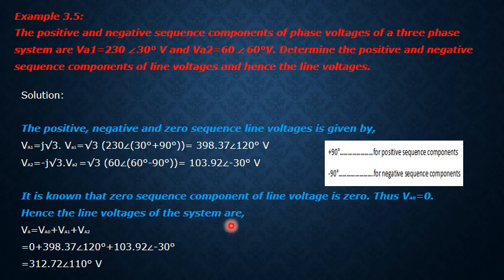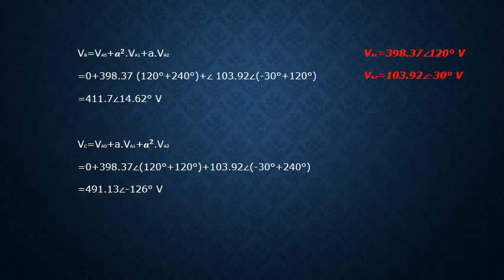Va0 is nothing but 0, Va1 as we obtained it, so now substitute the value of Va1 and Va2. These are the line voltages we need to substitute in this equation to get Va. After simplifying it, we are going to get the value of Va as this much. Okay, now similarly let us find Vb. So Vb is equal to what?